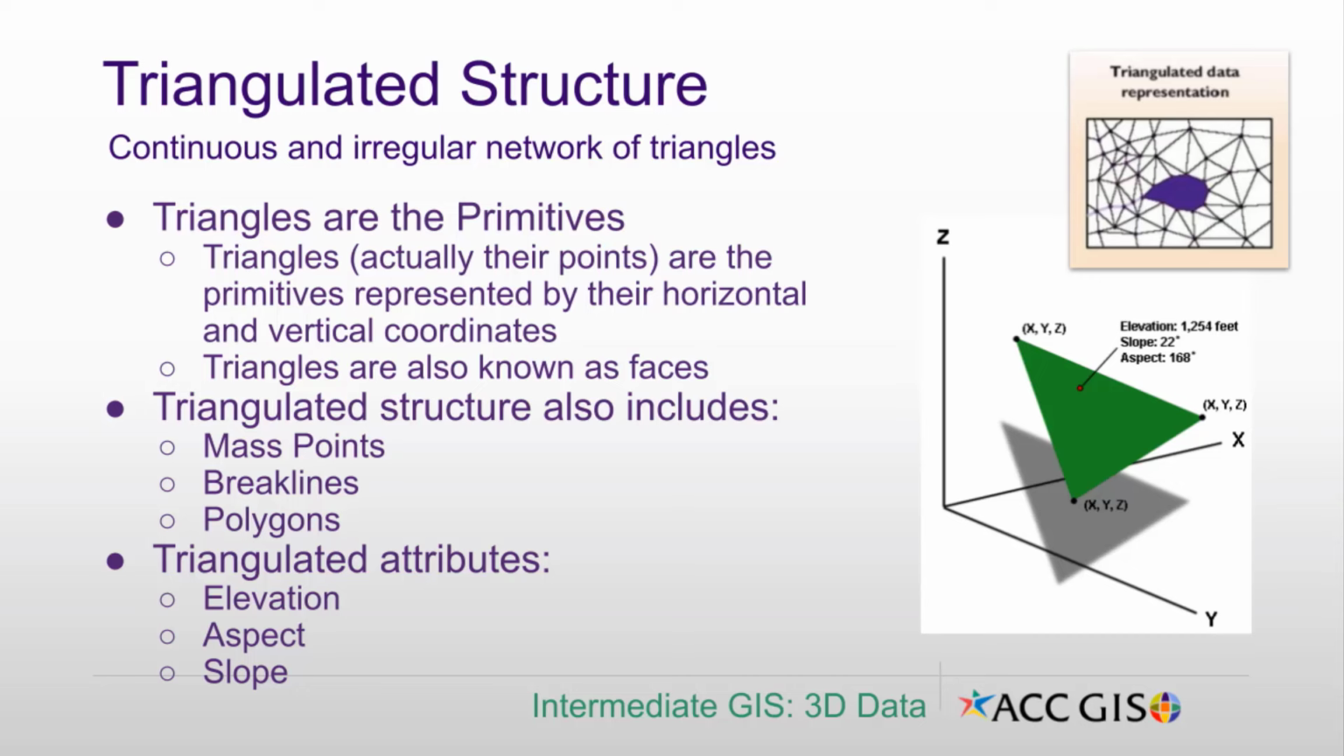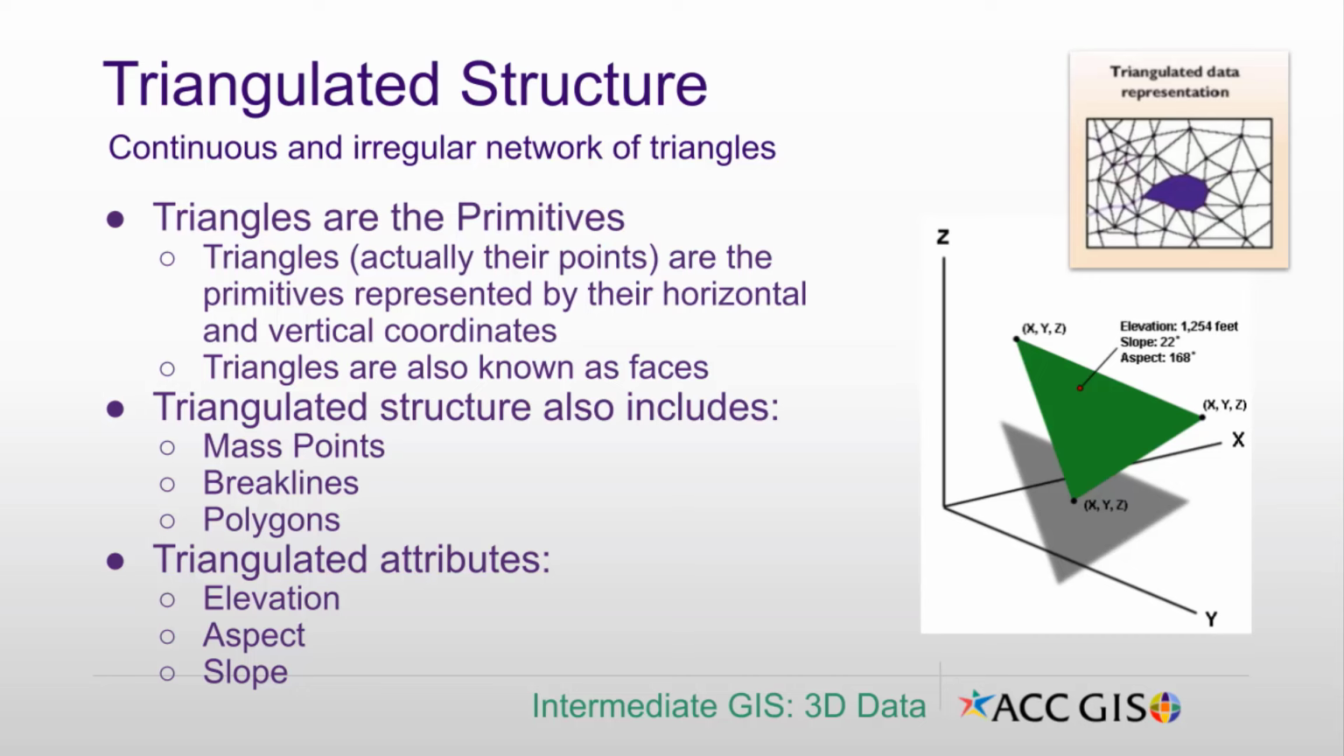Now, a unique thing about the triangulated structure is that it always includes these 3 attributes: elevation, aspect, and slope. And that's because we most often use triangulated data to represent terrain. And so if you actually click on a face in GIS, it will always show you the elevation, aspect, and slope. In the diagram on the right with the X, Y, and Z axis, if I click on that location, it shows me the elevation is 1,254 feet, the slope is 22 degrees, and the aspect is 168 degrees.